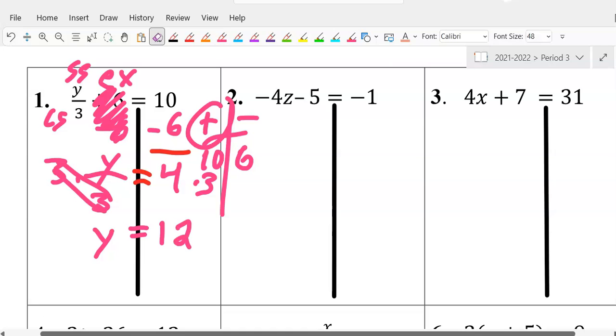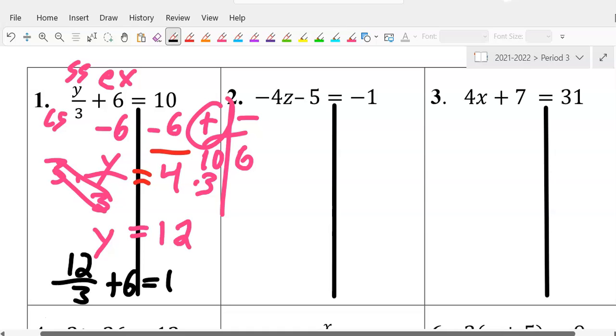Does anybody know how to do that? 12. Anybody know how to check their work? How? No, you don't have to come up. Just tell me. You rewrite the beginning problem, but what do you do instead of writing it the way it is? Right, so we put a 12 in where the y is. So 12 over 3 plus 6 is equal to 10. All right, and we find out if that's true. What's 12 over 3? 4 plus 6. Is that equal to 10?